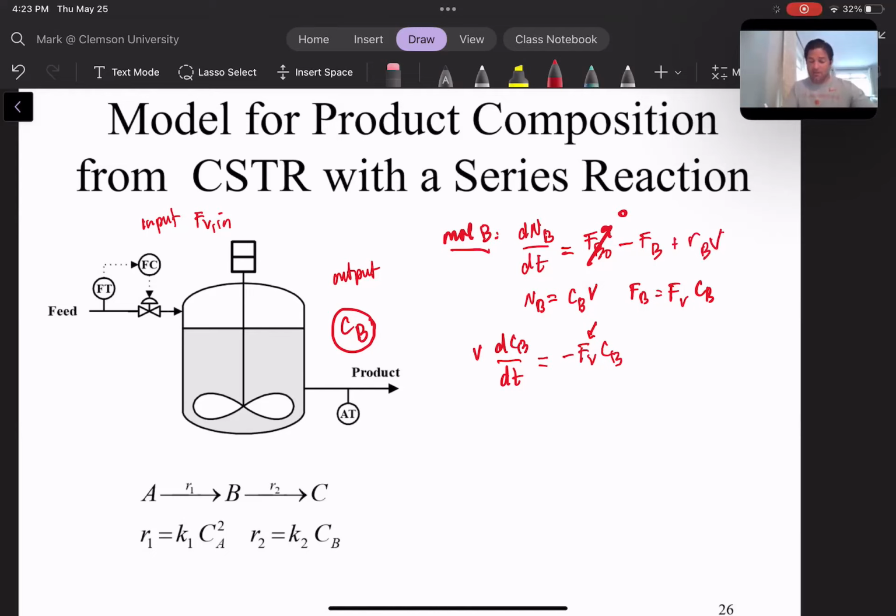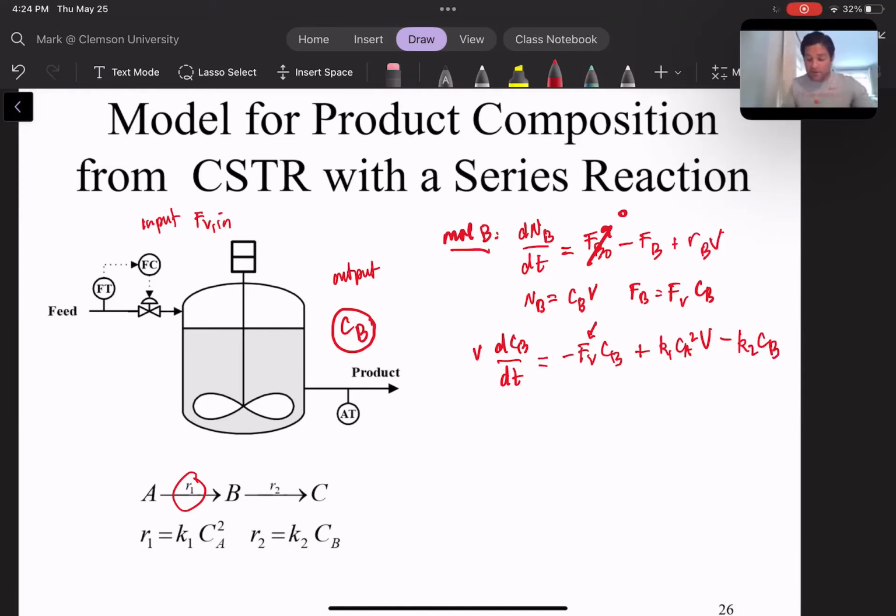Now RB, so the reaction rate of species B. Species B is both being formed and it's being consumed. So RBV is going to be plus R1. So it's going to be plus K1 CA squared V, minus R2, and it's being consumed by minus K2 CB.